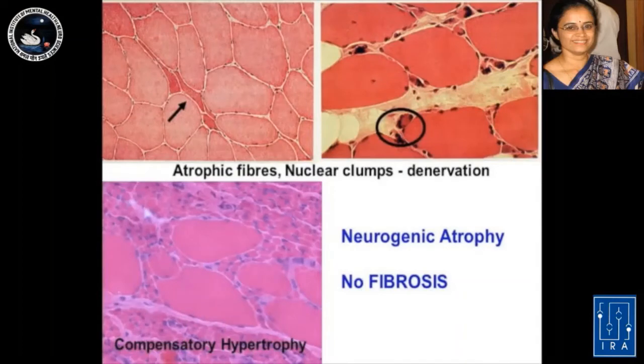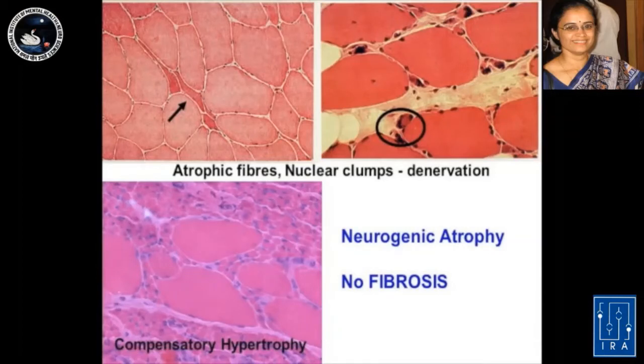In the top left picture, you can see 4 small sized atrophic, what we term as scaphoid fibers in the center. These are how atrophic fibers look. And if these shrink even more, then all that will remain are a bag of nuclei, and this is what we term as nuclear clumps or muscle giant cells. Both of these features reflect denervation.